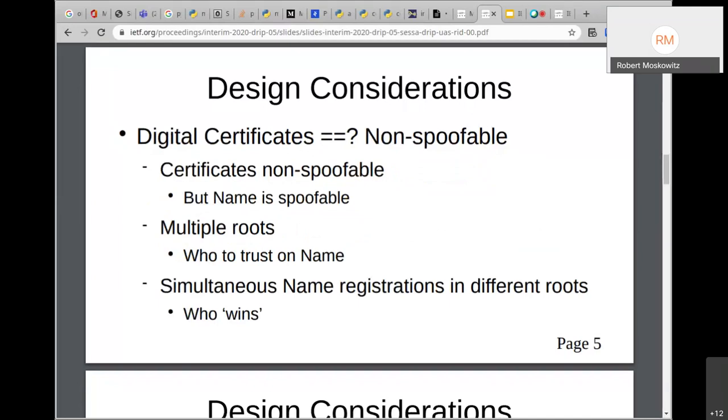It's equivalent to non-spoofable. Well, it should be non-spoofable, but the name in them is spoofable because there are multiple roots. And who to trust on a name? We have seen on the web where domain names have been fraudulently placed elsewhere, typically caught only after the damage is done.